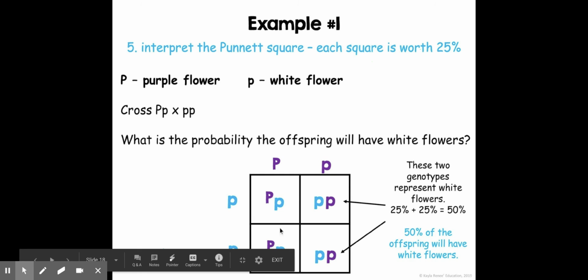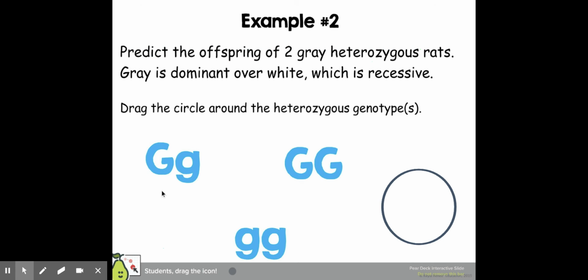So therefore, we also have a 50% chance of heterozygous purple flowers. So we have the offspring of 2 gray heterozygous rats. Gray is dominant over white, which is recessive. You're going to drag your dot icon around the heterozygous genotypes. So remember, heterozygous are different. So drag your dot icon onto the heterozygous genotype.